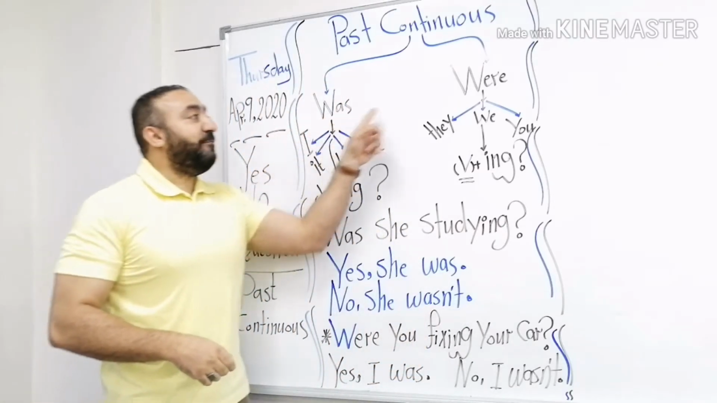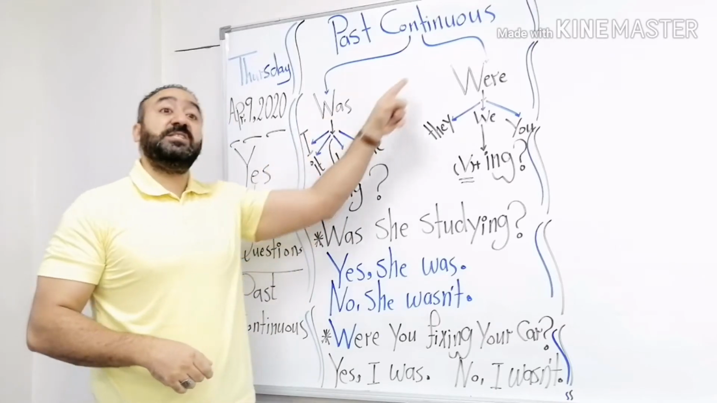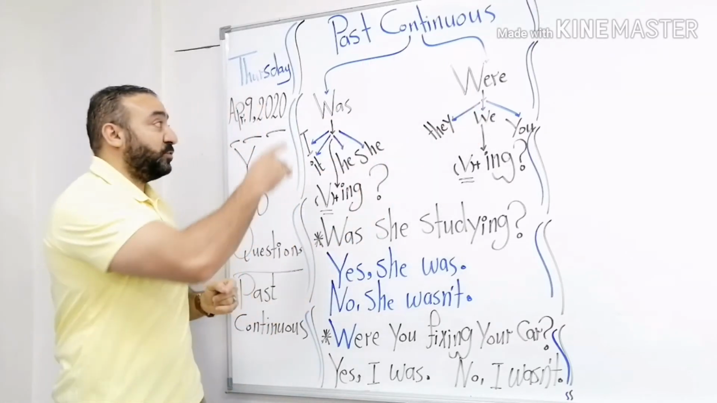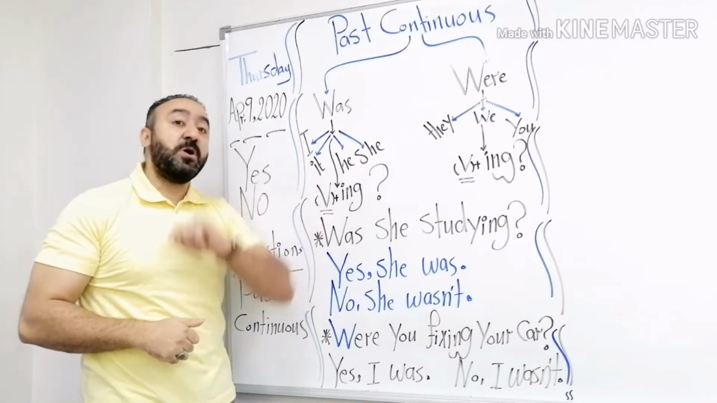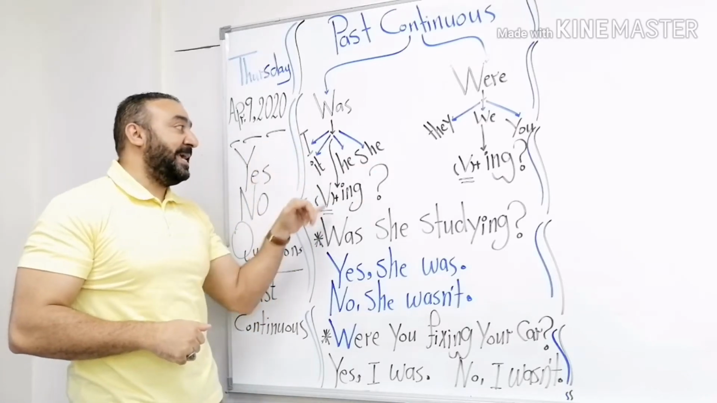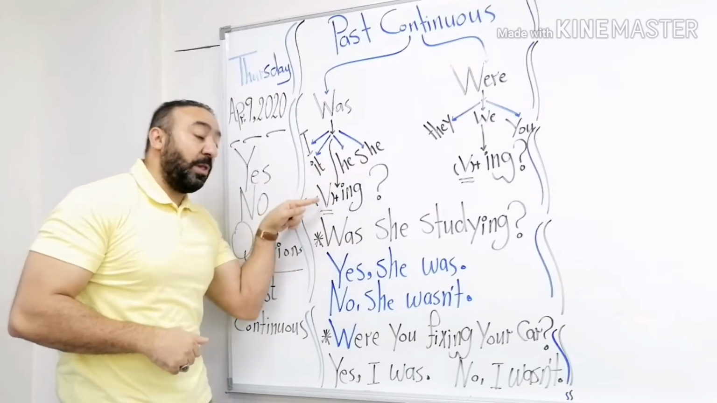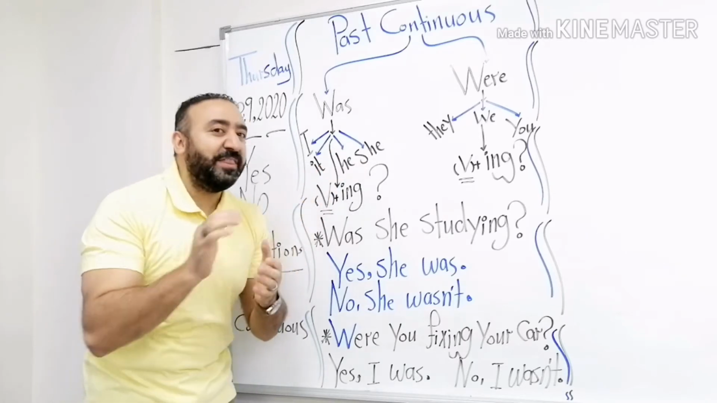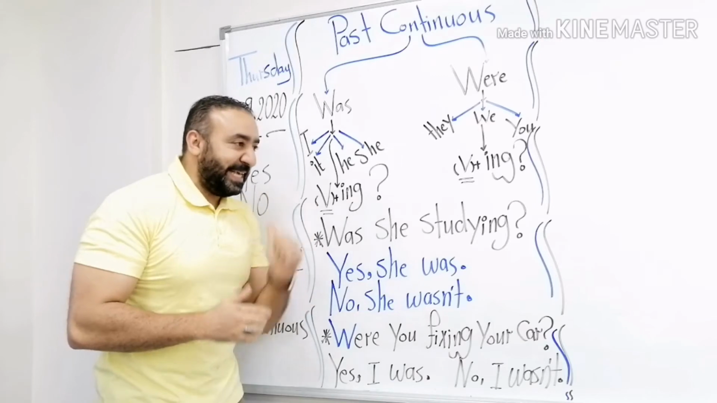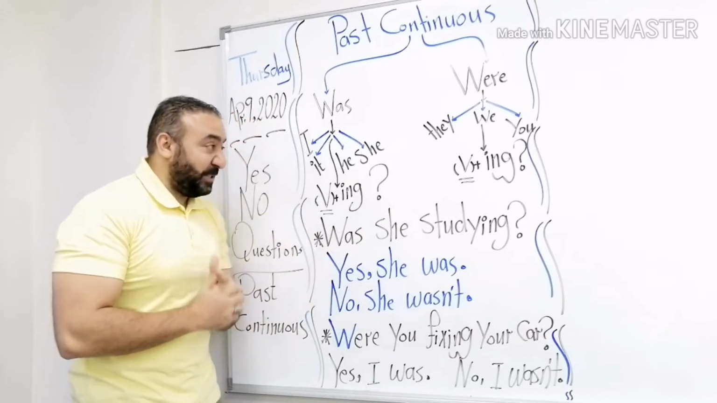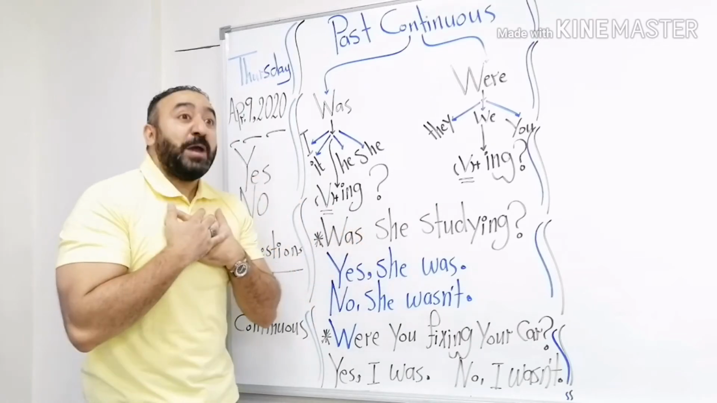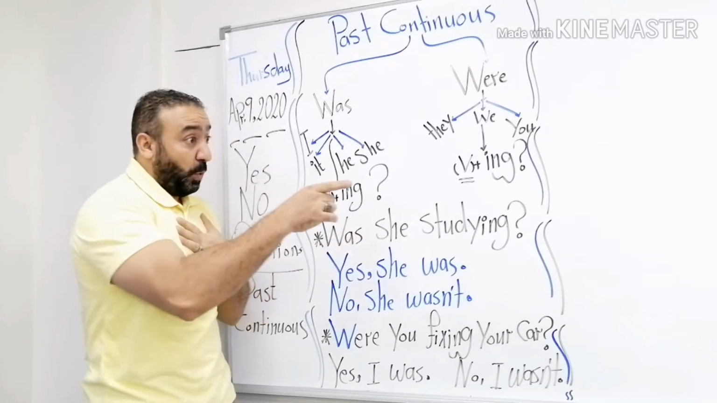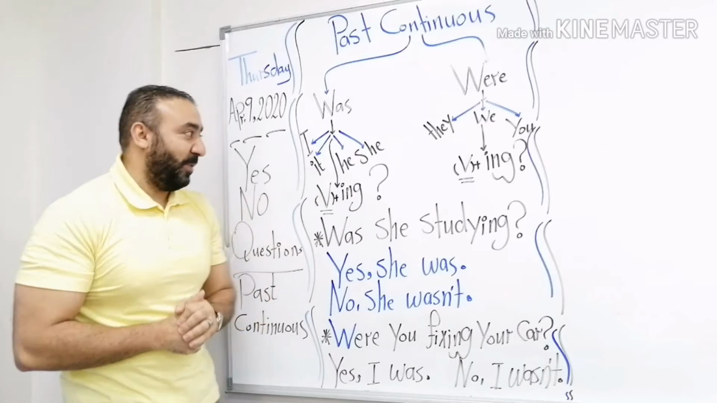Now, how can we form yes/no questions in the past continuous tense? Look, here we have two helping verbs, was or were. And remember that with this helping verb, we have to use one of these pronouns. We can use I, it, he, or she, plus a verb with ing. Was he playing? Was it playing? Was she playing? Was I playing well? Yes, you were, or no, you weren't, and so on.